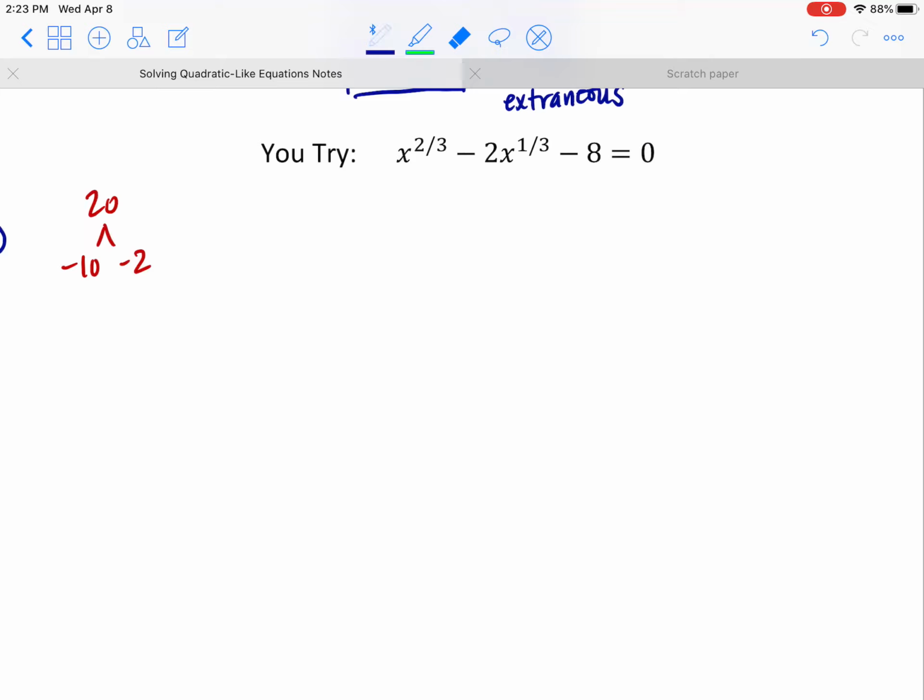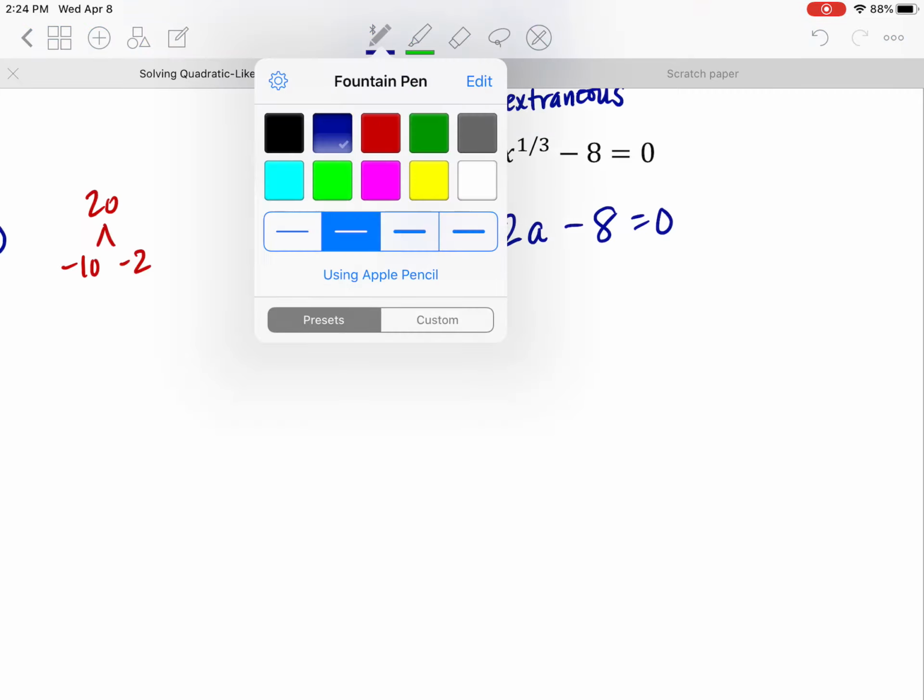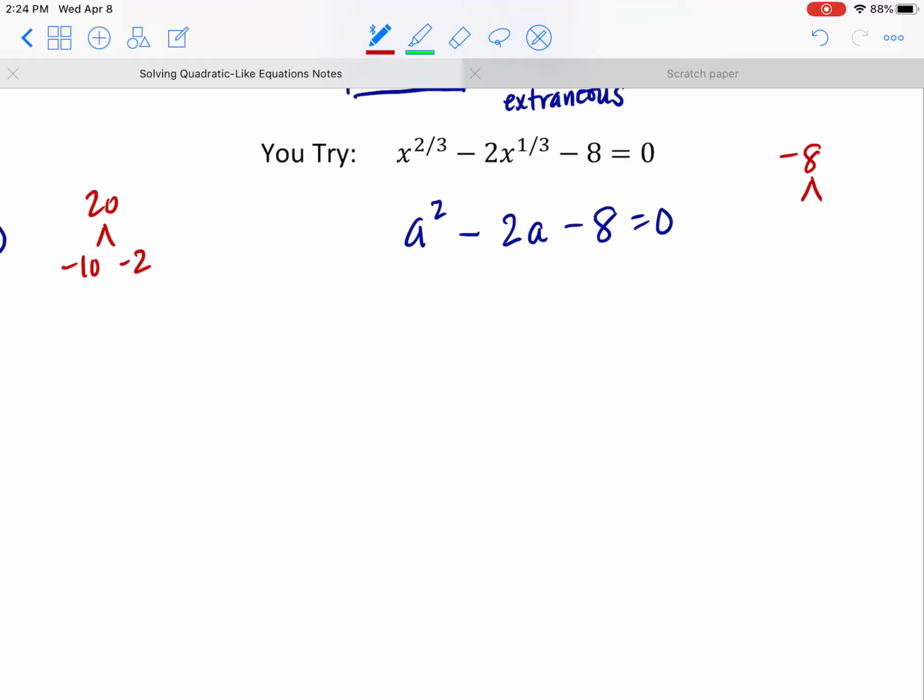We're going to rewrite this. Not going to change the 1 or the negative 2 or the negative 8. Just getting rid of this and this, making it an a squared and making it an a. Okay? So how is this going to look? So we're going to have a 1 in front of a squared, a minus 2 in front of a, and then minus 8. Now we can factor.